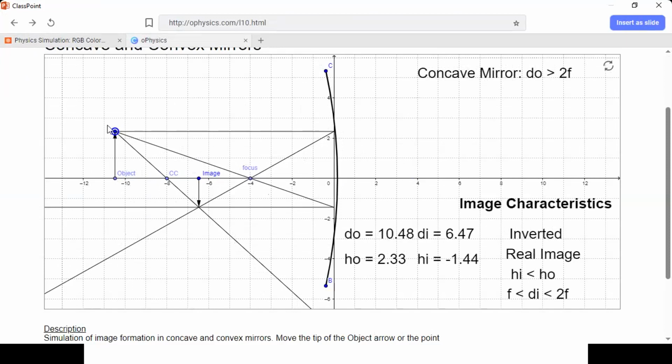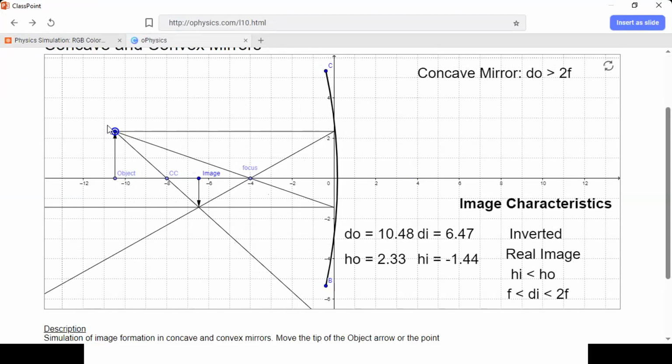So this was the concave mirror. In the concave mirror, we have virtual image and real image. What is the real image? The real image is created in front of the mirror. Virtual image is created behind the mirror. That's why we can see the virtual image.